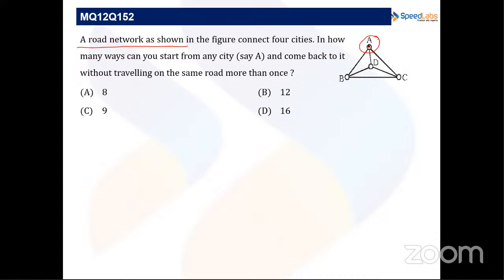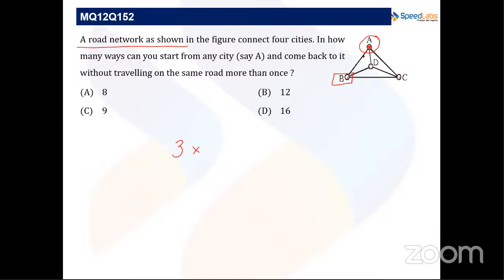Let's say we start from A. So we have three options to go. We can go to B, or to D, or to C. All these three options are symmetrical. If we go to B, then we again have two roads. If we go to D, then we again have two roads. And if we go to C, then again we have two roads. So the three options are the same. Let's select any one of the options. Let's say we have reached B.